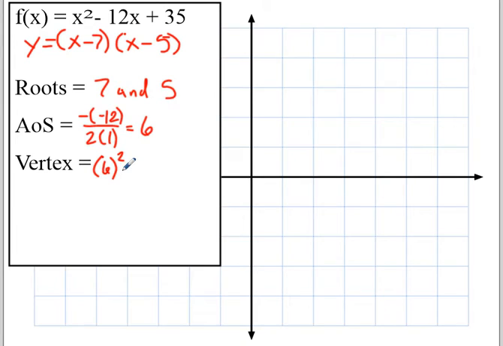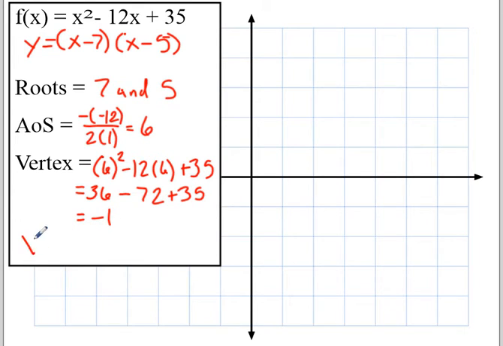6 squared minus 12 times 6 plus 35. I end up with 36 minus 72 plus 35. 36 minus 72 plus 35 is equal to a negative 1. So the vertex is found at, I plugged in 6 for the x and I got negative 1 for the y.